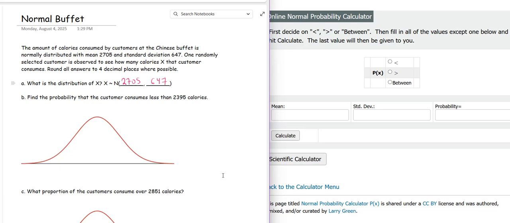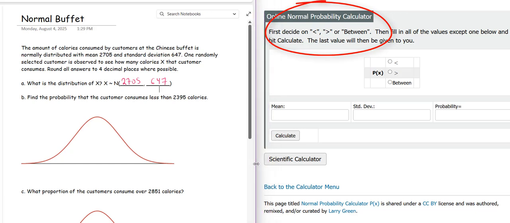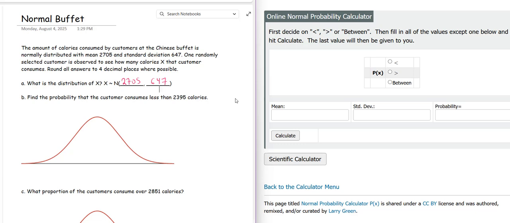And I'm going to use the online normal probability calculator to solve the rest of the problem. And you can find that calculator just by Googling LibreText normal probability calculator, or I'll also put a link to the calculator in this problem.